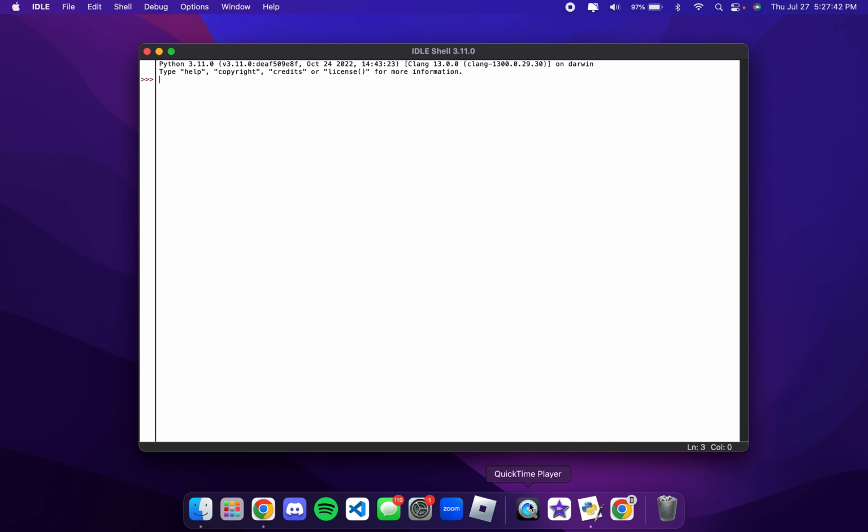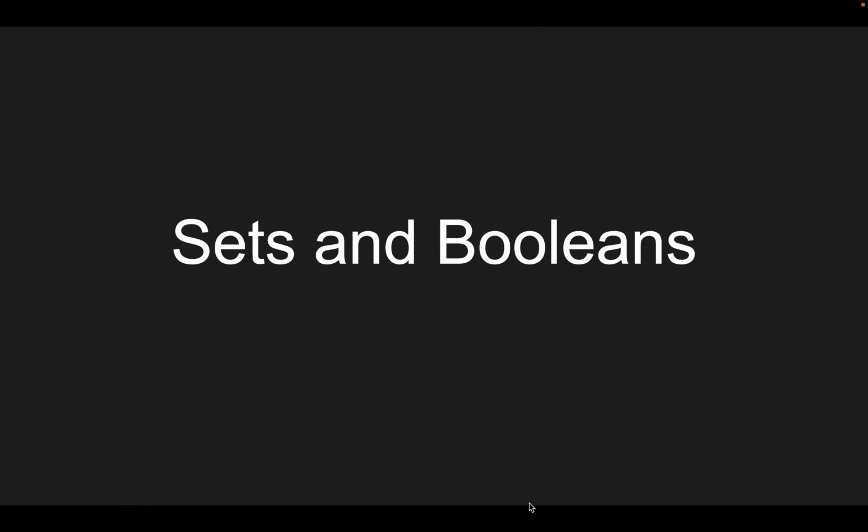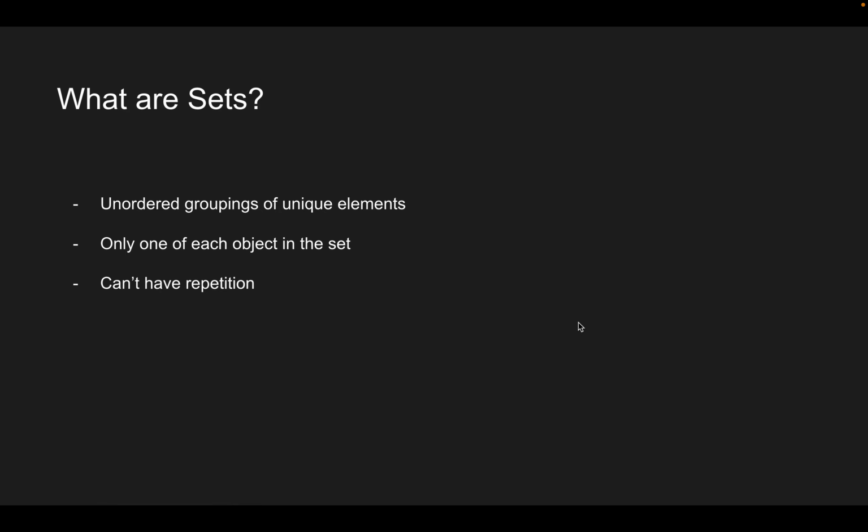And in this video, we're going to be going over sets and booleans. So, what are sets? Sets are basically unordered groupings of unique elements, and that means there's only one of each object in the set, and it can't have repetition. So, let's go into our IDLE and see what this means.